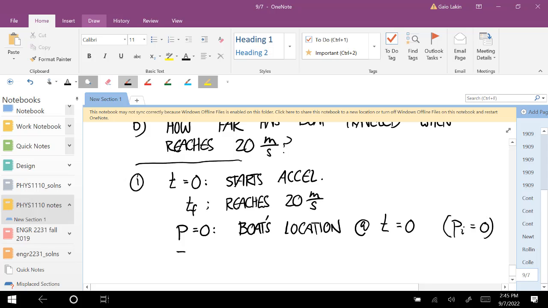And then our positive direction, well, this boat, we're treating it like it's going in a line. Let's just say the positive direction is the direction of motion. You could do it opposite the direction of motion, and you'd get the same answer, but I'm going to choose positive direction is in the direction of motion.